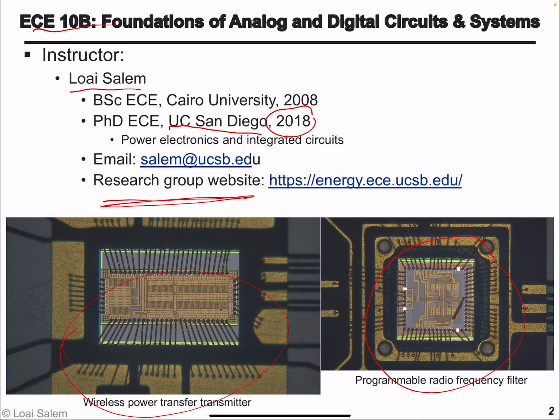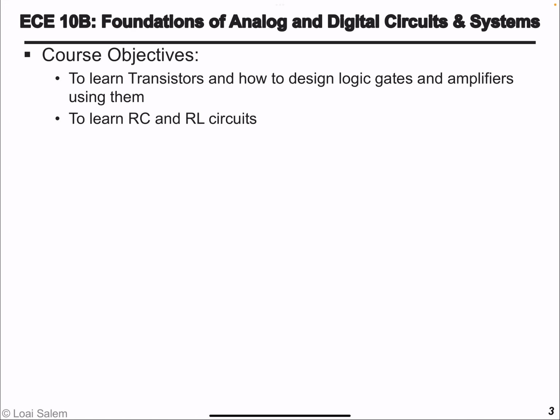In my research group we build both integrated circuits, proof of concept, as well as printed circuit board level proof of concept of new ideas in power electronics and power management ideas or research. So, what is the objective of 10B?